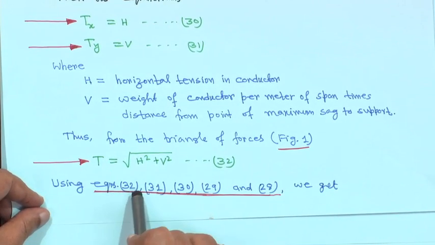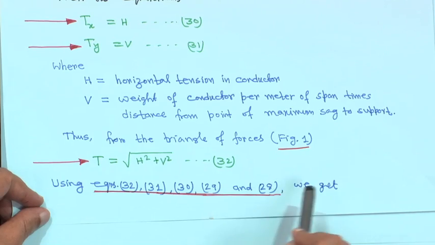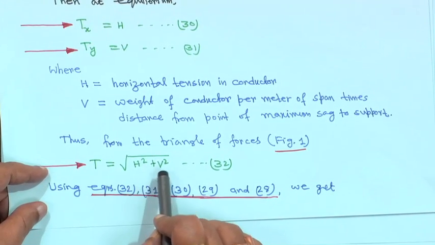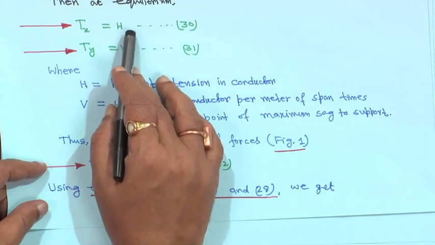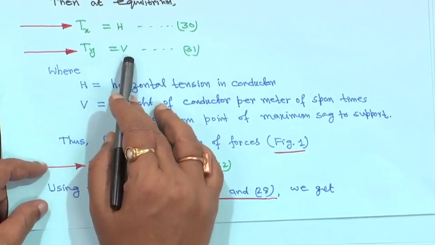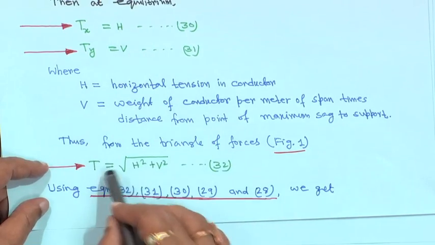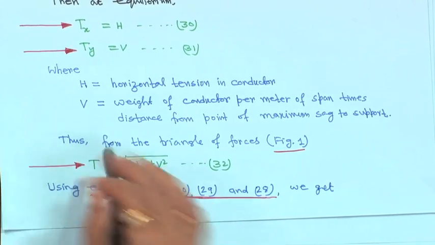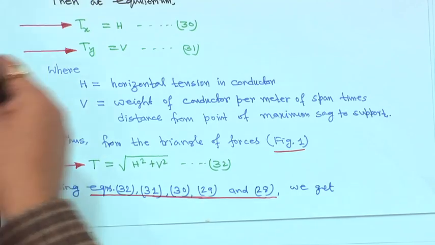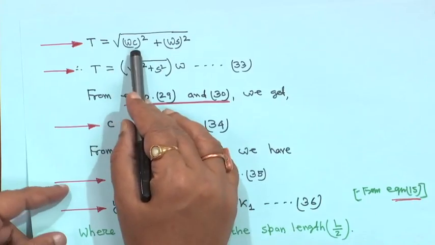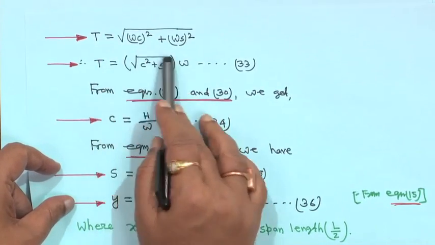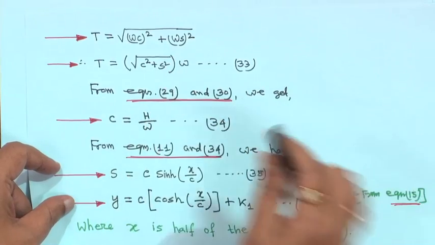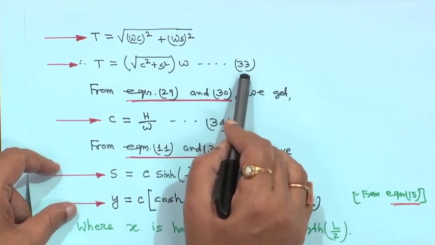Therefore, from equations 32, 31, 30, 29 and 28 we get that T x is equal to H, the horizontal one, that is equal to W into C, and T y is equal to V, that is equal to W s. So, basically T is equal to root over W C square plus W S square. So, W you take common, so T is equal to root over C square plus S square into W, W being the conductor weight. This is equation 33.